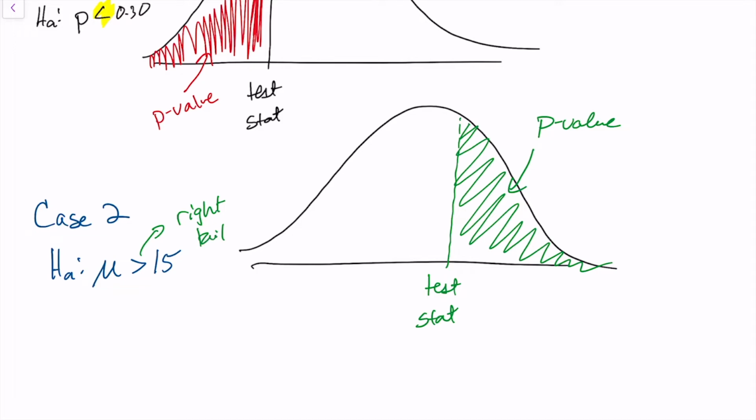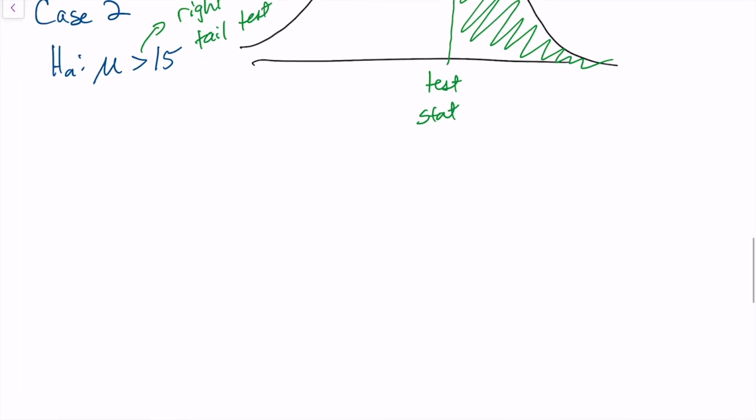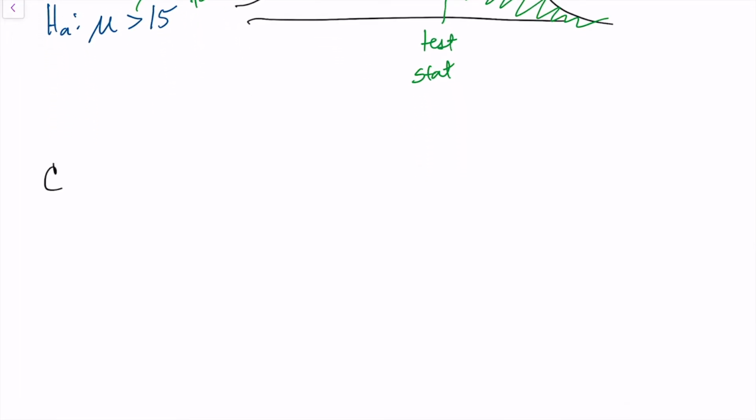A right-tailed test. Okay, let me actually write that a little neater. Right-tailed test, okay? So the moral of the story, guys, is check your HA. And the third and final case is what happens if we have that not equals to scenario.